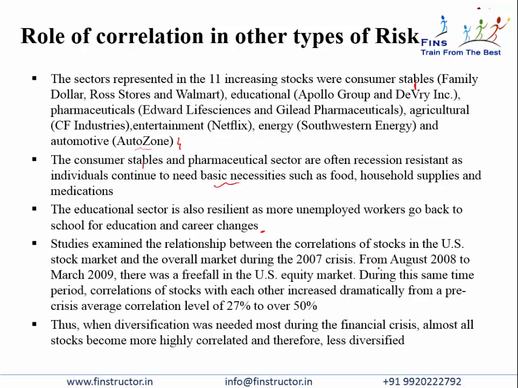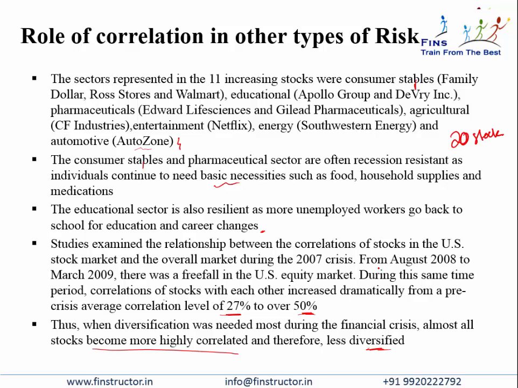And during this period, at least if we measured the correlation, it increased dramatically from a pre-crisis average correlation level of 27% to a correlation of over 50% in this period. So when diversification was needed the most, almost all stocks became highly correlated, and less diversified.